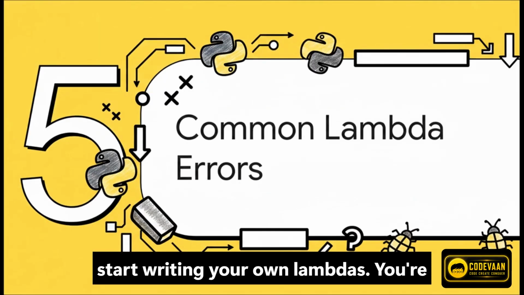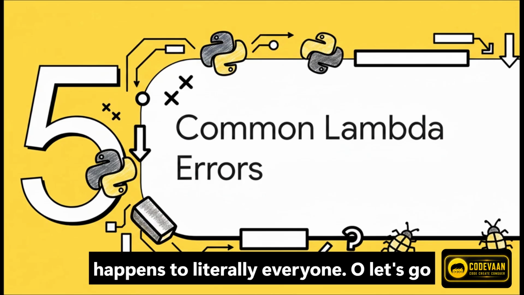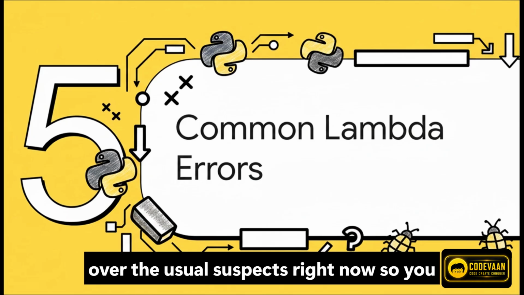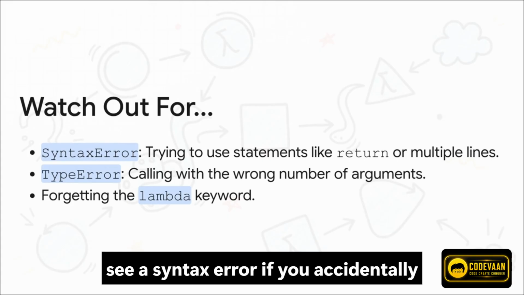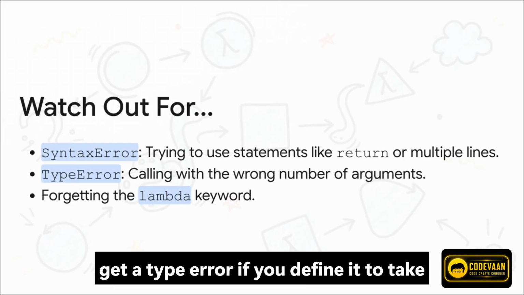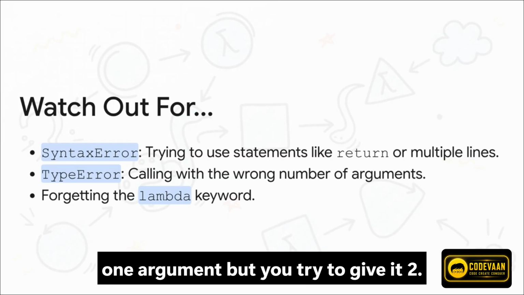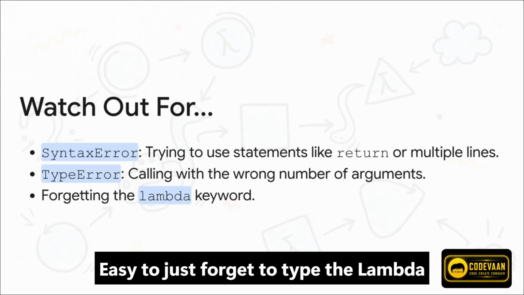Okay, as you start writing your own lambdas, you're going to hit a few common snags. It happens to literally everyone. So let's go over the usual suspects right now so you know what to look for. You'll probably see a syntax error if you accidentally type a return statement. Just remember, the return is totally implicit. You'll get a type error if you define it to take one argument, but you try to give it two. And trust me on this one, it is weirdly easy to just forget to type the lambda keyword at the very beginning.